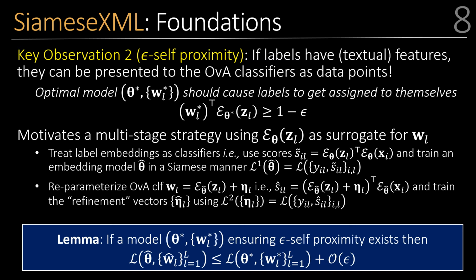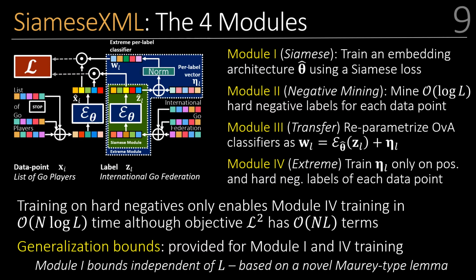We established that this strategy yields a provably accurate model under standard assumptions if a model ensuring epsilon cell proximity exists. Recall that we need to learn the embedding architecture E theta as well as the classifier W. Jointly learning E theta and W in a traditional von Neumann fashion can be computationally prohibitive at the extreme scale. Recall that we are dealing with 100 million labels.